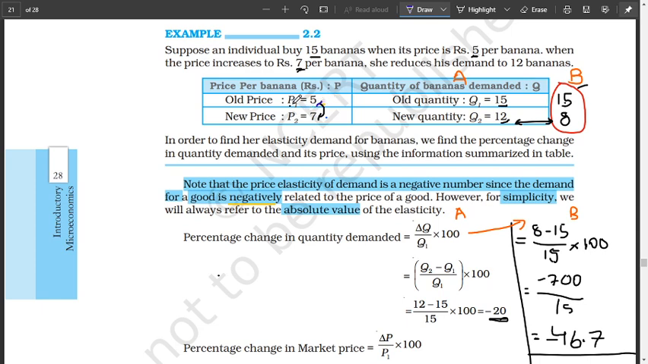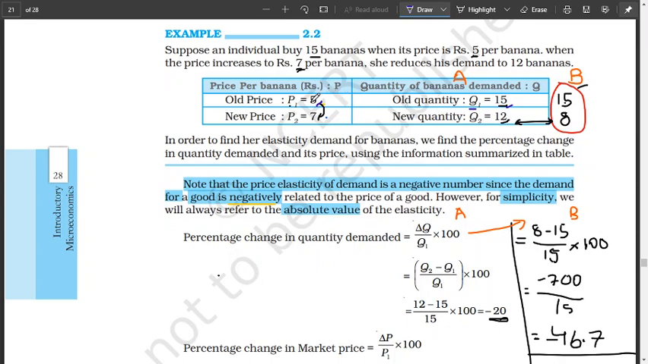So at price 5, which is the original price, we can say P1, this person buys 15 bananas at price 5. That is the original demand, Q1. But when we talk about elasticity of demand, we want to see the change in price and what is the response of demand. Then only we'll be able to understand.